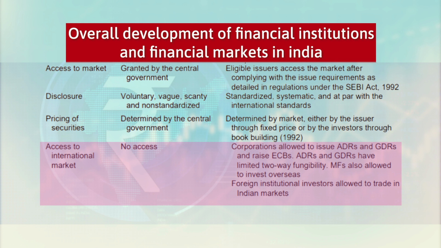But after 1992, we find that corporations were allowed to issue ADRs and GDRs and raise external commercial borrowings, the ECBs. The ADRs and GDRs have limited two-way fungibility, and mutual funds were also allowed to invest overseas. Foreign institutional investors were allowed to trade in the Indian markets. So these were certain new things that we find here.